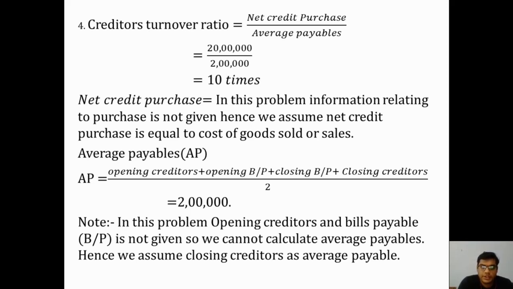The formula for average payables is opening creditors plus opening bills payable plus closing bills payable plus closing creditors, whole divided by 2. In this problem, opening creditors and bills payable information is not provided. So we can go ahead assuming closing creditors as average payables, that is 2 lakhs. Substituting in the formula, net credit purchase equals cost of goods sold, 20 lakhs, divided by average payables 2 lakhs. So the answer will be 10 times.